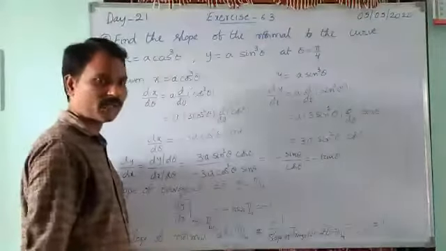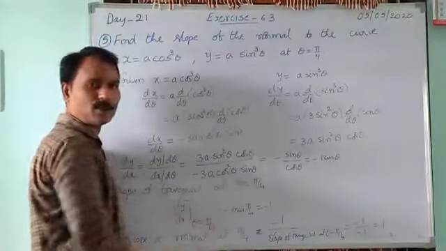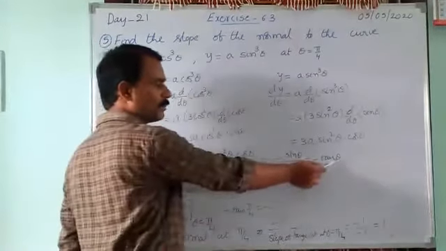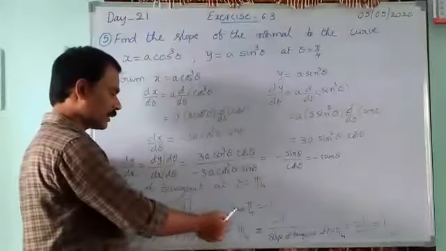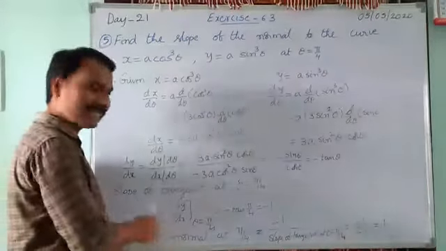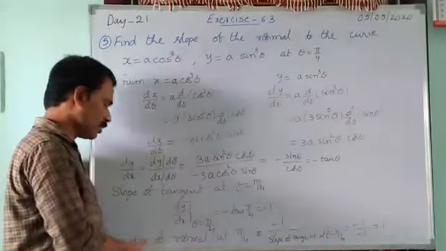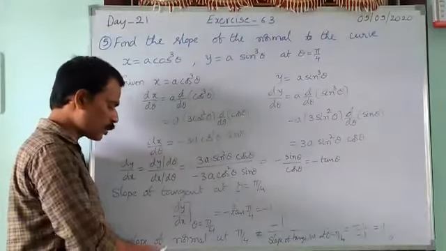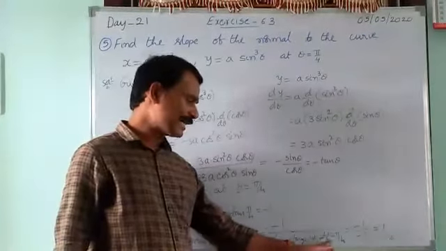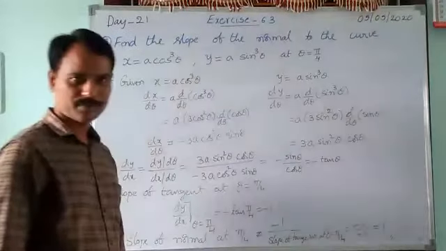So additionally, what we are doing here is calculating dy by dx, that means the slope of tangent at theta is equal to pi by 4. Just substitute theta equal to pi by 4 in place of theta. Then what do you get? Minus tan pi by 4, which means minus 1. But he doesn't ask for the slope of tangent. What he asked is the slope of normal. So we are going to find the slope of normal. Slope of normal at pi by 4 is equal to minus 1 by slope of tangent at theta is equal to pi by 4. That is minus 1 by minus 1, which is equal to plus 1.